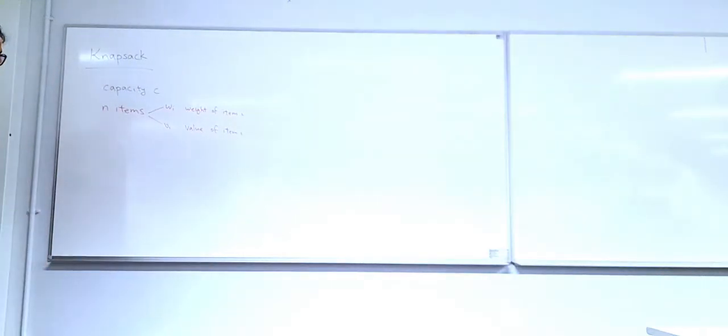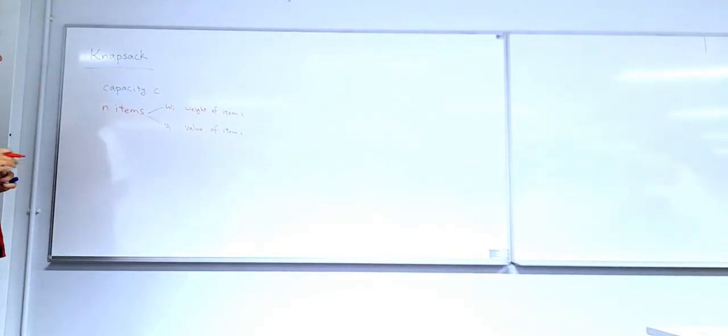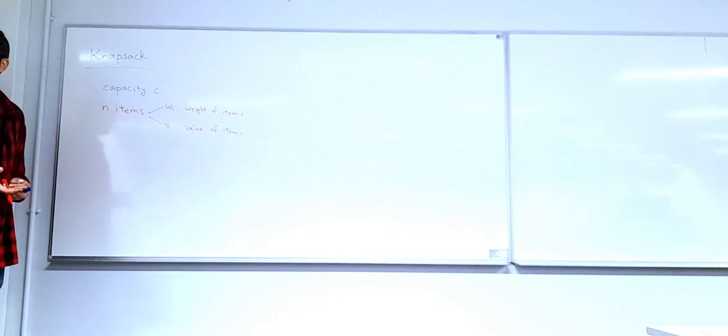And basically, you want to take a subset of the items into your knapsack. When you take a subset of the items, the sum of the weights of all these items should be at most C, and you want to maximize the sum of the values. This is the classical knapsack problem. And we have only one copy of each item. So for each item, you can either take it or not.